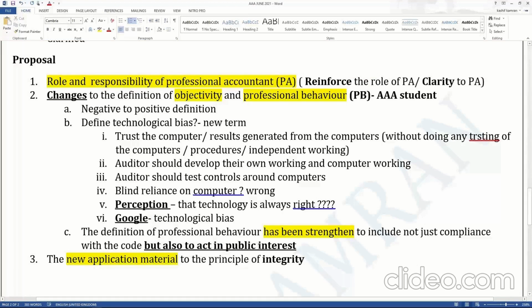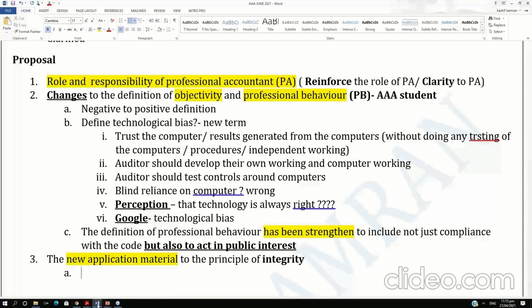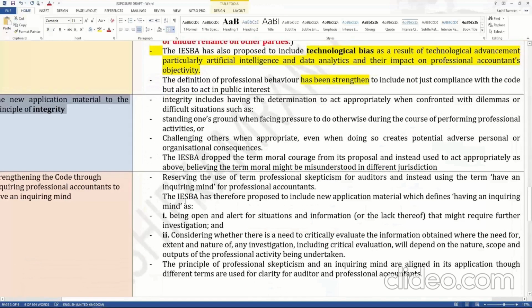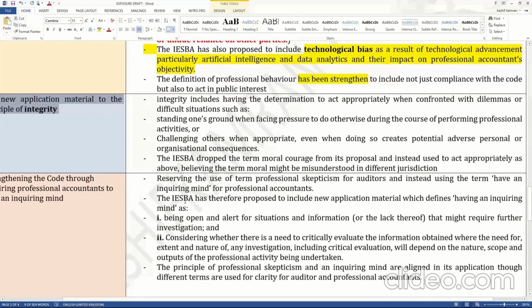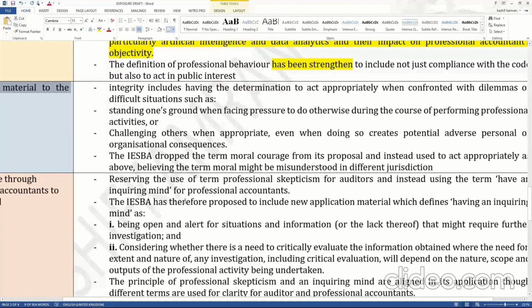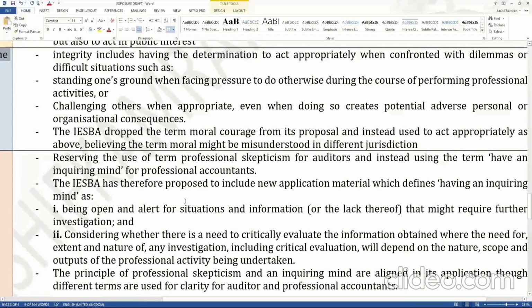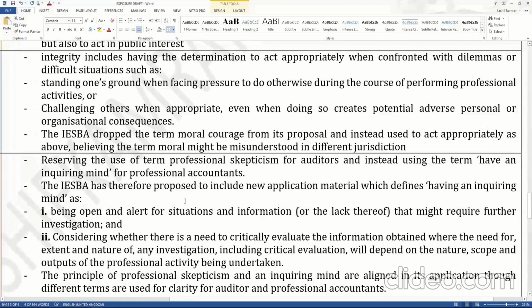Integrity is not a new concept. Integrity is a concept you must have studied in the AA paper and then again in the AAA paper. But let's see what new application material has been brought to the principle of integrity and what you should know as a AAA student. Okay, I'm reading the column in front of the new application material which has been brought for integrity. Let me make it larger and let's read what some of the new material in integrity is.